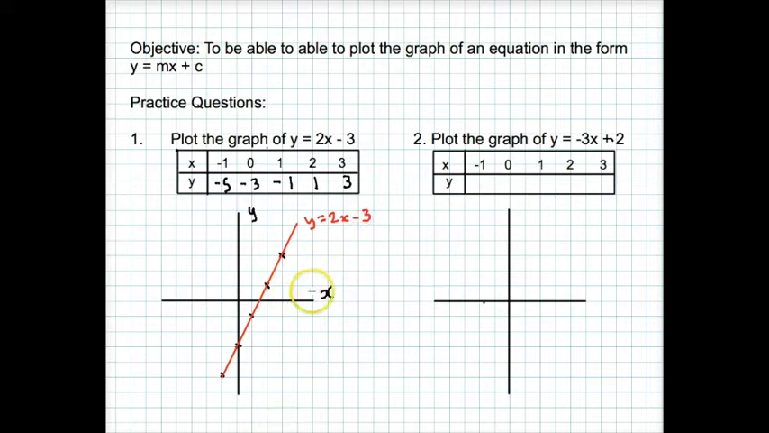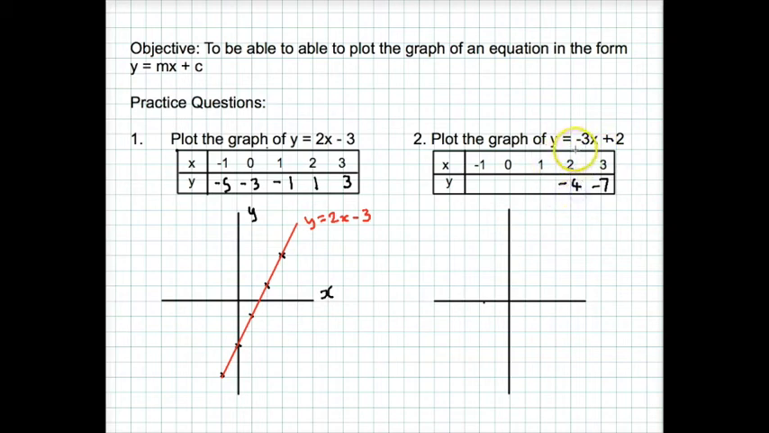Okay. Second one now, I've got the equation y equals -3x plus 2. So here I'm going to put my x values in place of x. So -3 times 3 gives me -9. -9 add 2 gives me -7. And then when I put 2 in place of it, -3 times 2 is -6. -6 add 2 gives me -4.